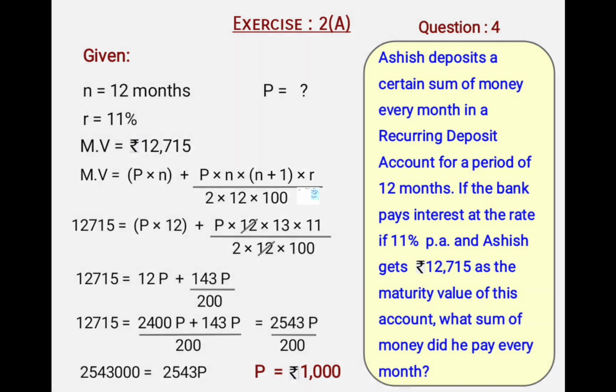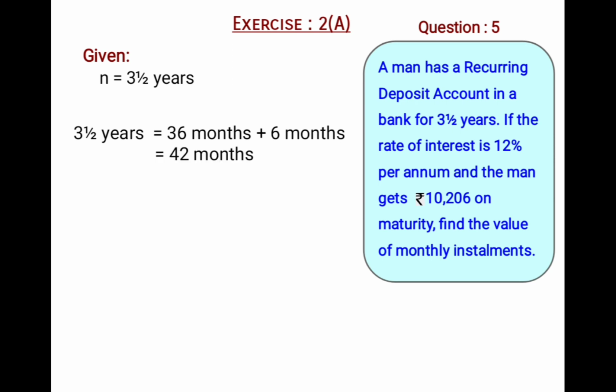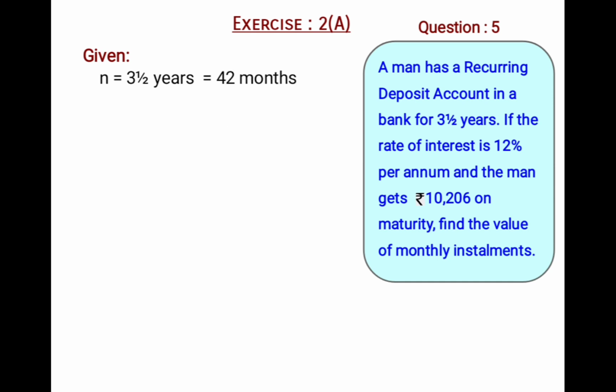We are going to see question number 5 in the same exercise. A man has a recurring deposit account in a bank for 3.5 years. Here N is equal to 3.5 years. It is in years, so we want to convert it to months. 3.5 years is equal to, 3 years is equal to 36 months, half year is equal to 6 months, so totally 42 months. So 3.5 years is equal to 42 months.